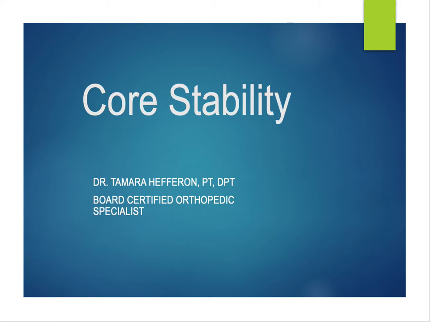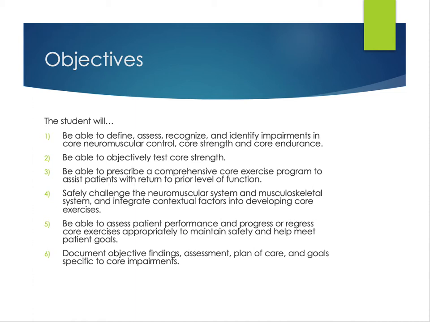In this lecture, we will be going over multiple things we would like you to be able to assess, define, organize, and identify impairments in the core neuromuscular control, strength, and endurance. I want you to review your anatomy and your physiology related to the core, learn how to safely challenge the neuromuscular system and the musculoskeletal system to integrate contextual factors, and develop core exercises. We'll also go over some objective findings and how to test the core.